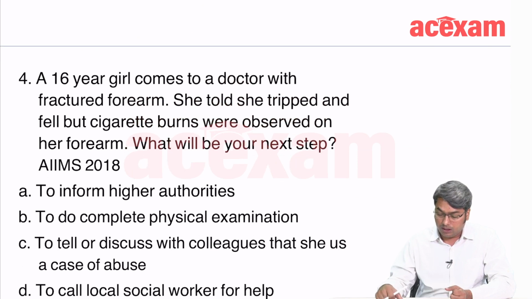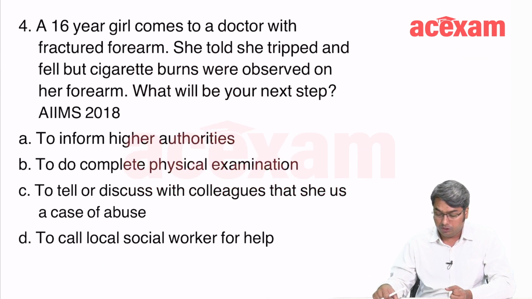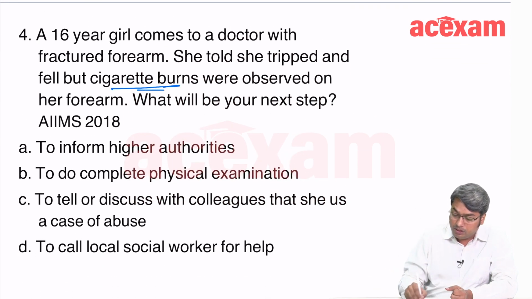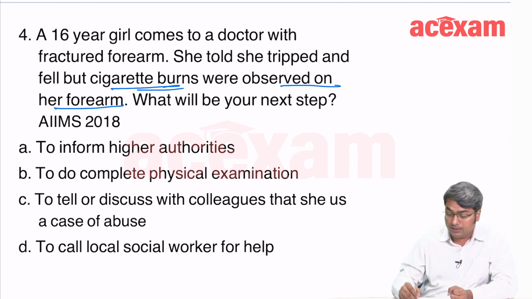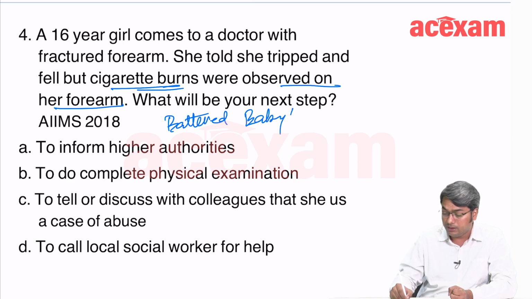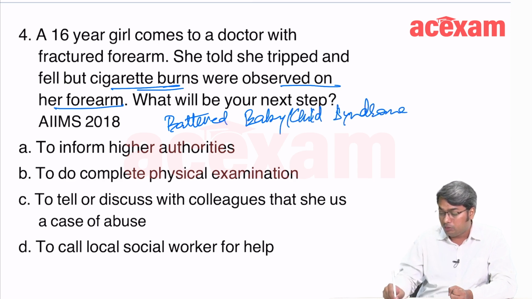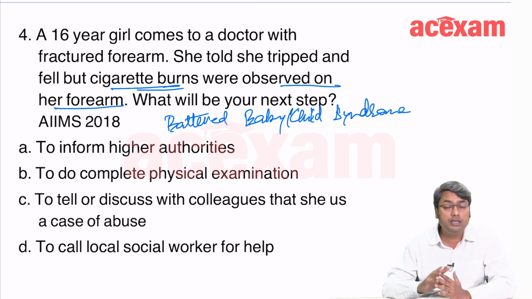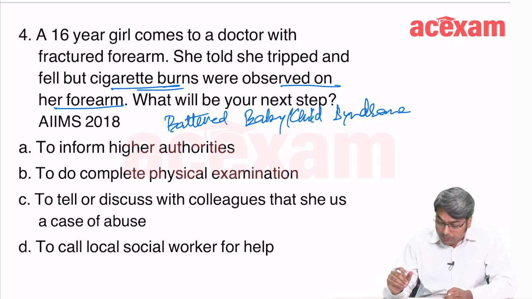A 16-year-old girl comes to a doctor with a fractured forearm. She says she tripped and fell, but cigarette burns are observed on her forearm. What is this? This is nothing but battered child syndrome: injuries in different areas of the body, different types of injuries, and injuries at different ages of healing. So what should the doctor be doing?